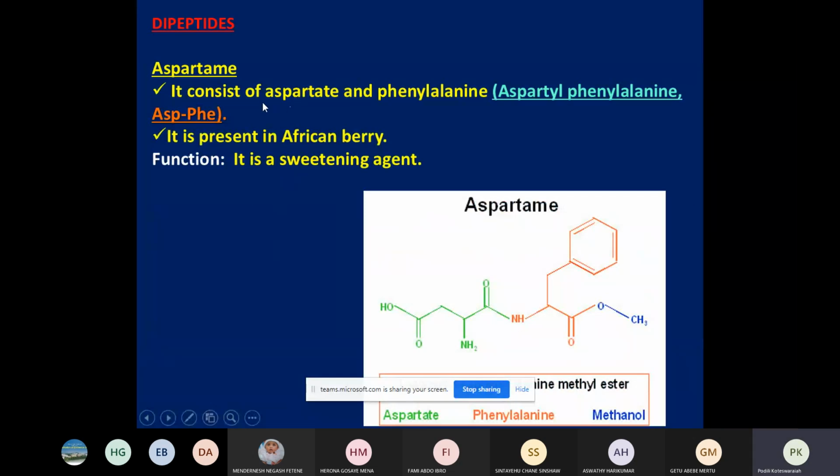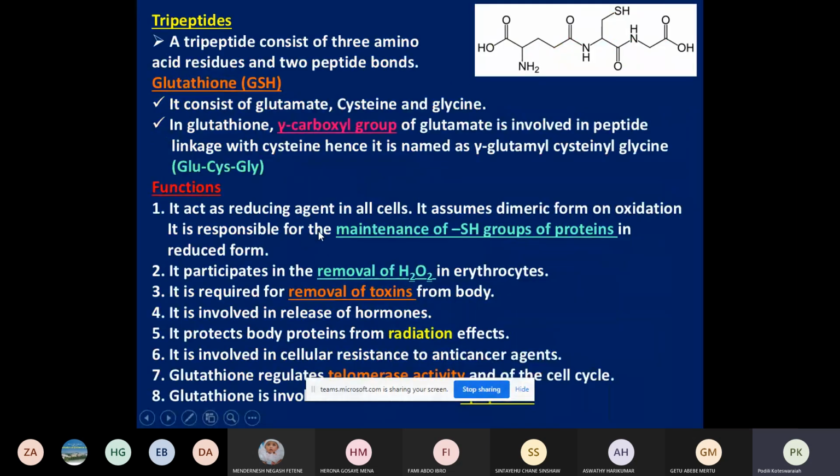Coming to aspartame, we know that it is a sweetening agent. It is composed of aspartyl phenylalanine. You can see here, this is phenylalanine and this is aspartic acid, and together it is aspartame, which is a sweetening agent.